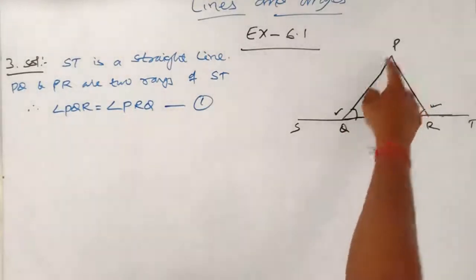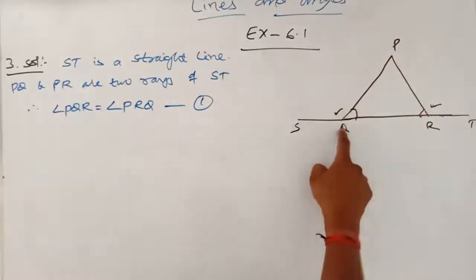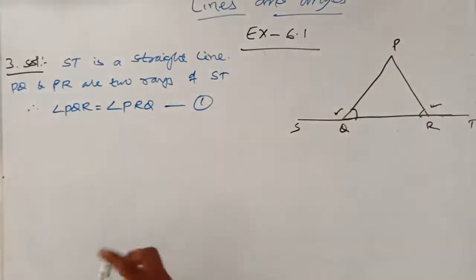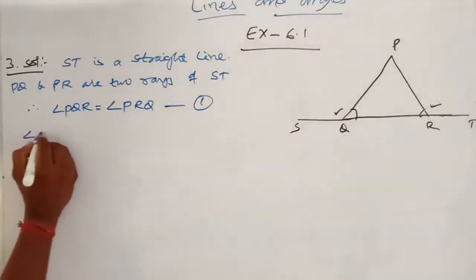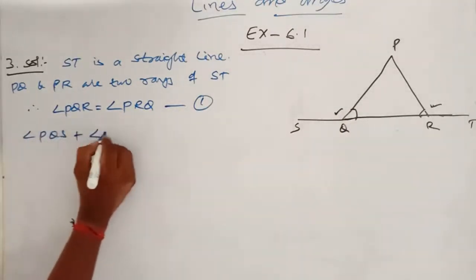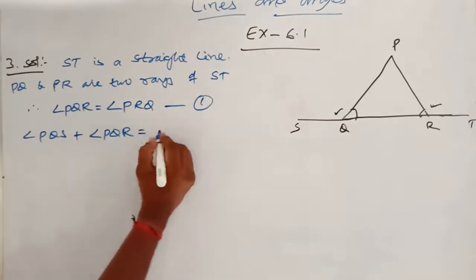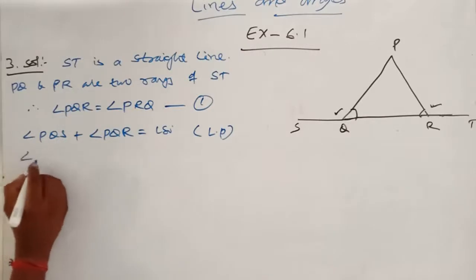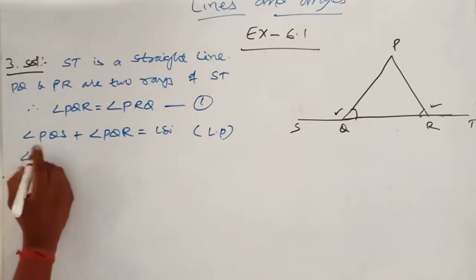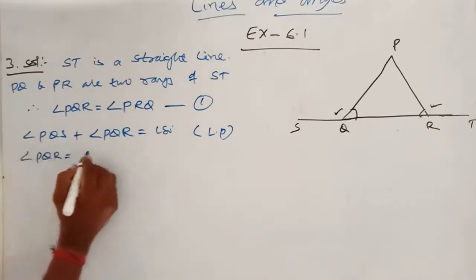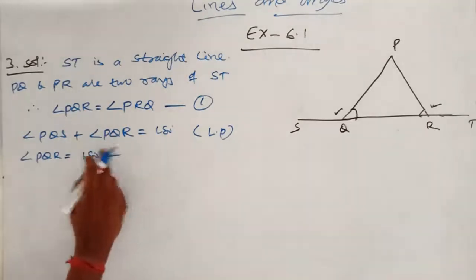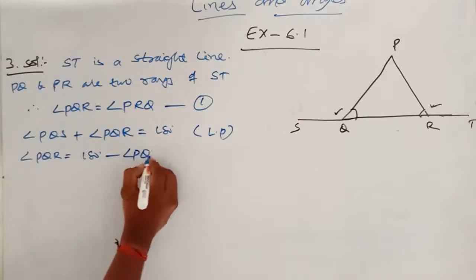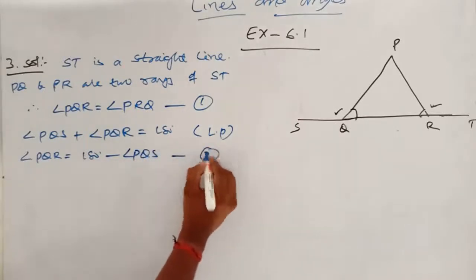Now clearly angle PQS plus angle PQR is equal to 180 because it is a linear pair here. So angle PQS plus angle PQR is equal to 180. It is a linear pair. So angle PQR is equal to 180 minus angle PQS, taking PQS to the right side. This one I am taking as the second equation.